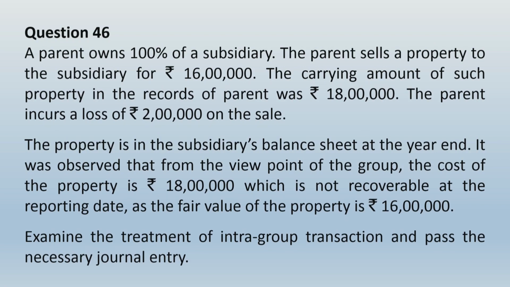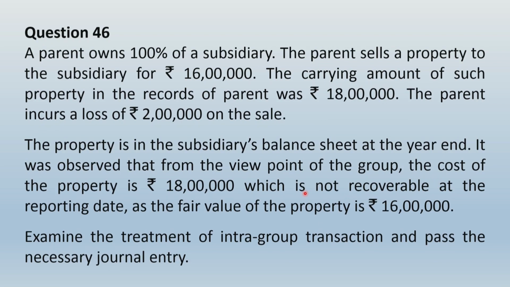It was observed that from the viewpoint of the group, the cost of the property is rupees 18 lakhs, which is not recoverable at the reporting date, as the fair value of the property is rupees 16 lakhs. Examine the treatment of intra-group transaction and pass the necessary journal entry. So friends, this is more or less similar scenario, but with one major difference. In this case, as compared to the previous question, what is different is here the cost is not recoverable.